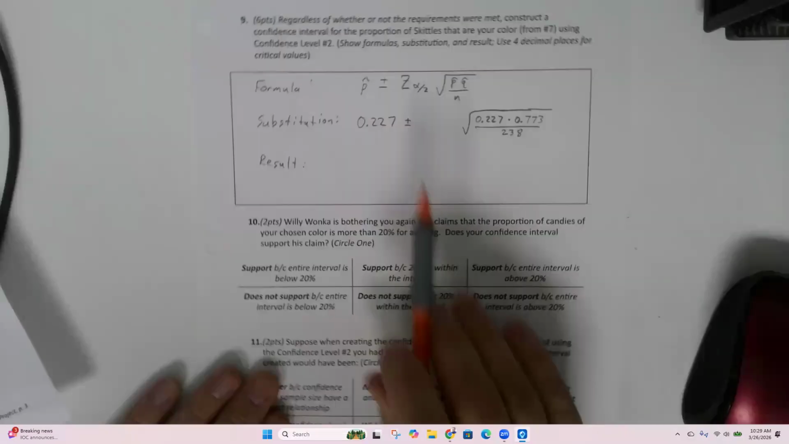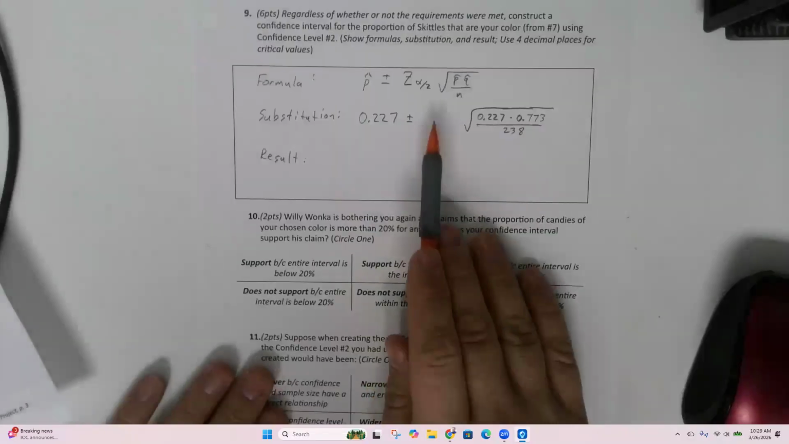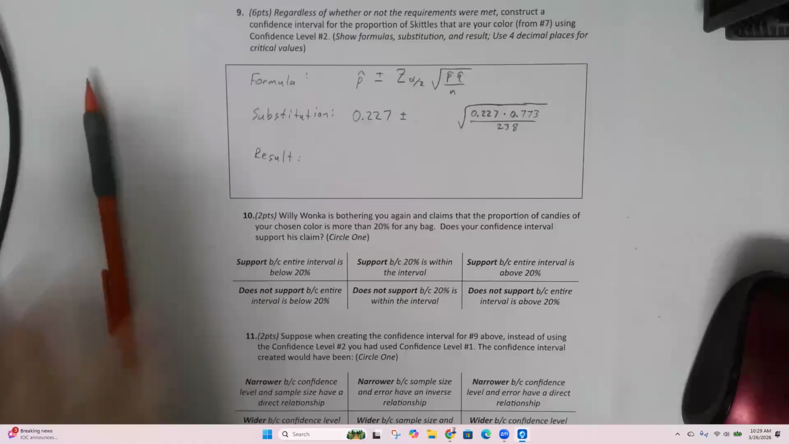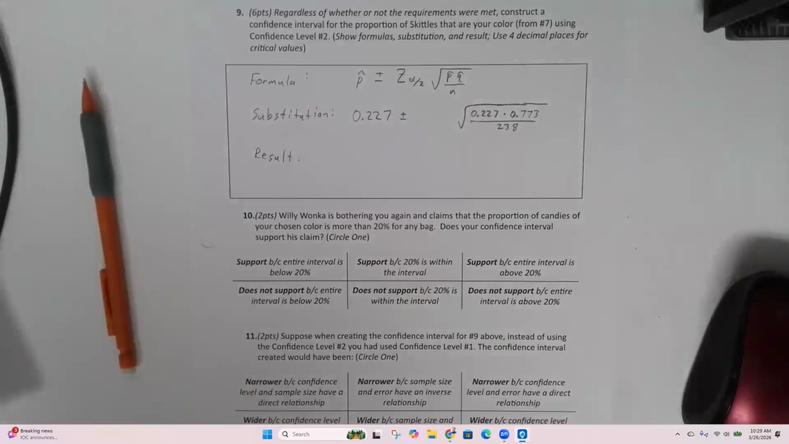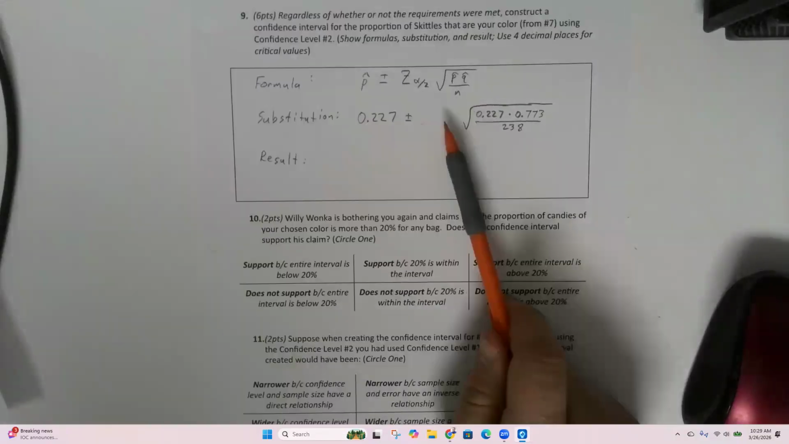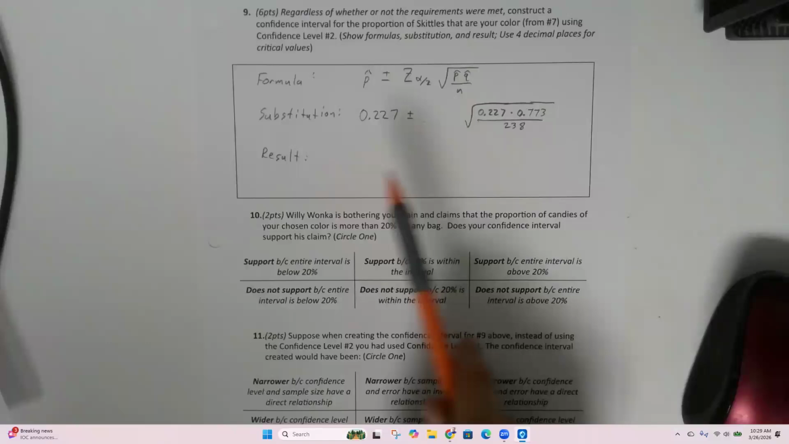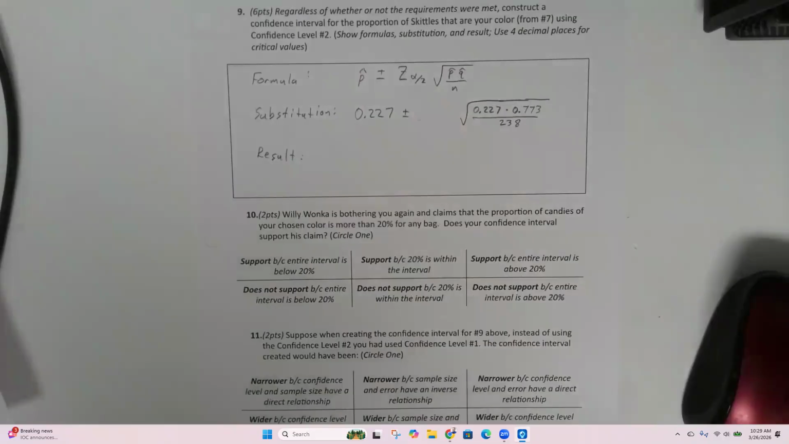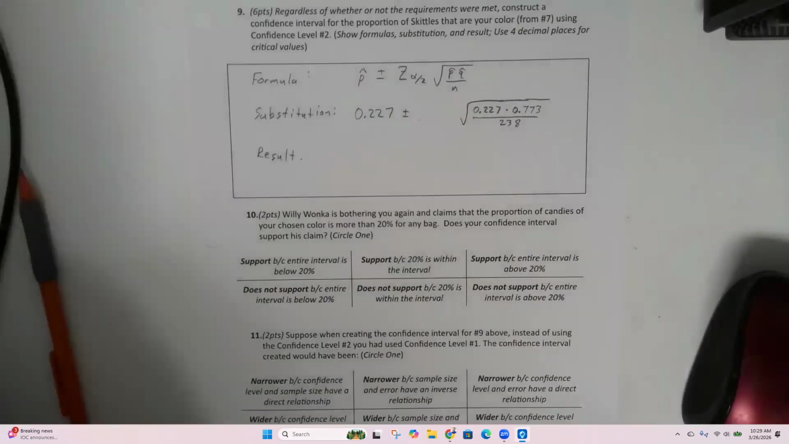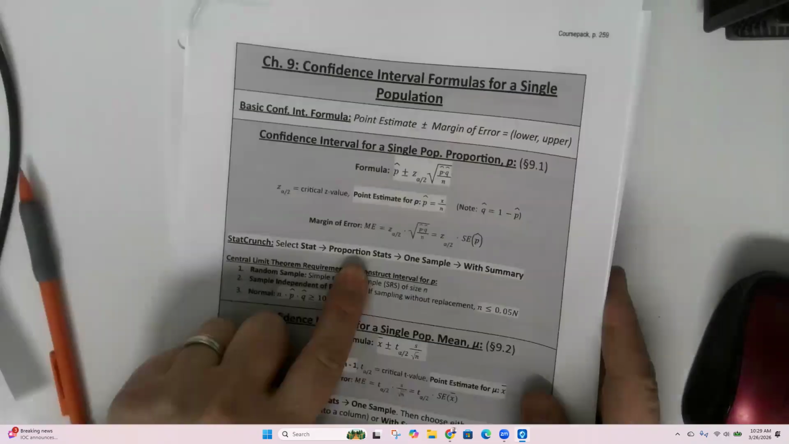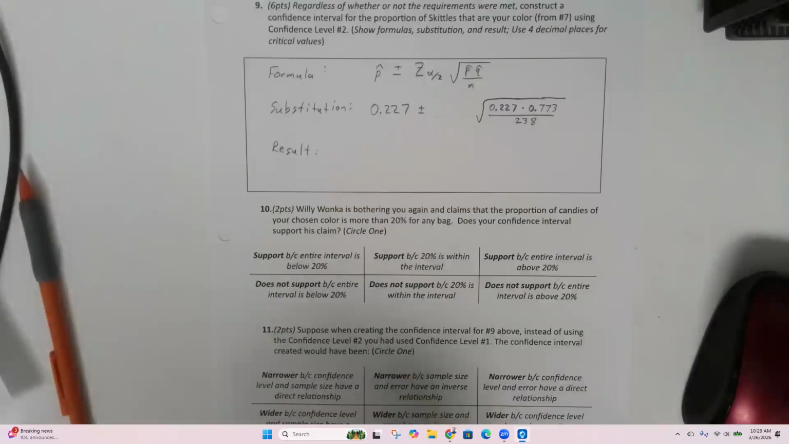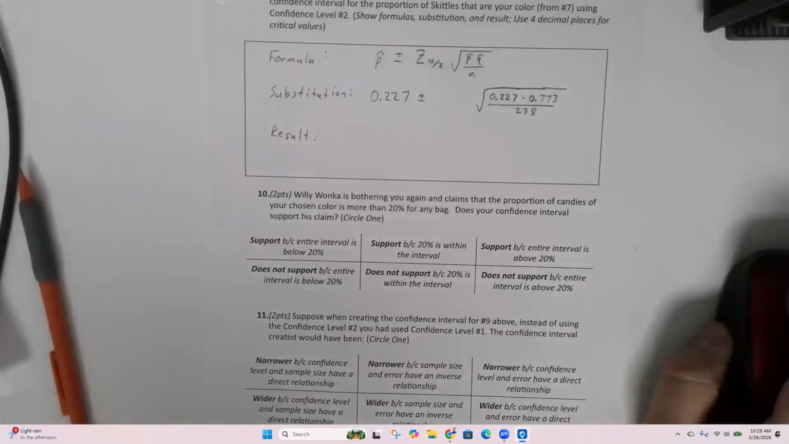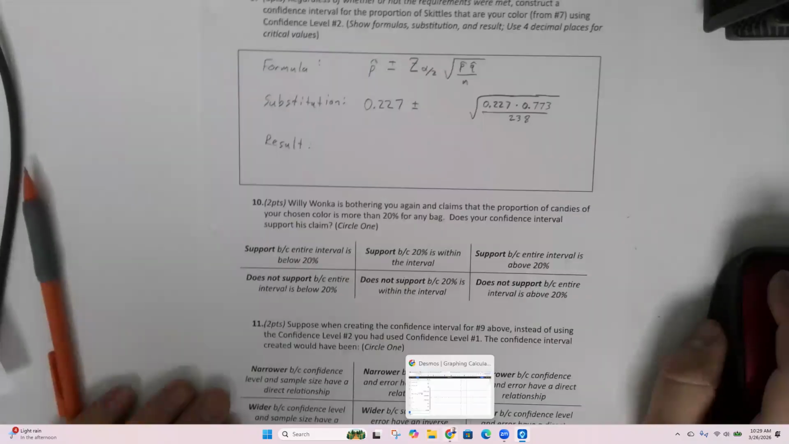To get your z alpha over 2, and to get your result, there's 2 options. One option is you can use a pair of calculators. You can use the StatCrunch normal calculator and the Desmos calculator to get your z and your result. The other is you can do proportion stats, one sample with summary. Either one is fine. This time I'm going to do that one first, and I'll show you what it looks like.